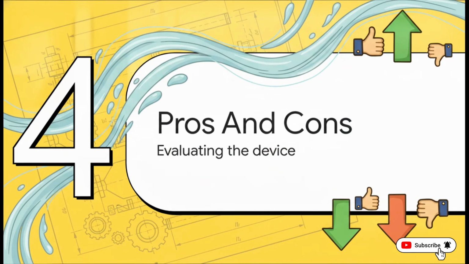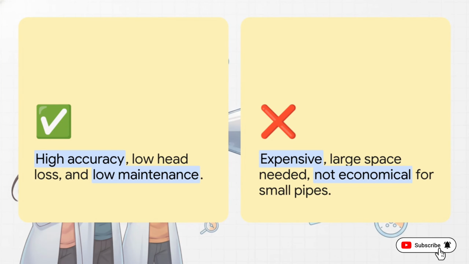Section 4. Pros and cons. No device is perfect, right? On the pro side, the Venturimeter is incredibly accurate. Plus, because of that gently sloping diverging section we talked about, it has a very small head loss, meaning it doesn't waste pumping energy. It's great for massive pipes and requires practically zero maintenance.